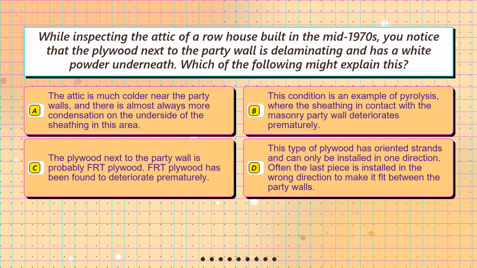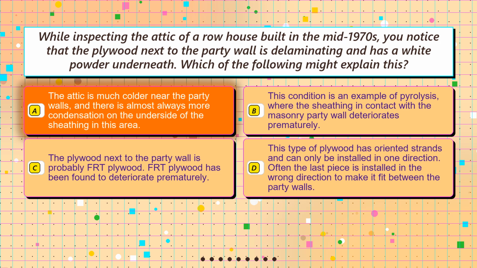Question 7. While inspecting the attic of a row house built in the mid-1970s, you notice that the plywood next to the party wall is delaminating and has a white powder underneath. Which of the following might explain this? Option A, the attic is much colder near the party walls, and there is almost always more condensation on the underside of the sheathing in this area. Option B, this condition is an example of pyrolysis, where the sheathing in contact with the masonry party wall deteriorates prematurely. Option C, the plywood next to the party wall is probably FRT plywood. FRT plywood has been found to deteriorate prematurely. Option D, this type of plywood has oriented strands and can only be installed in one direction. Often the last piece is installed in the wrong direction to make it fit between the party walls.